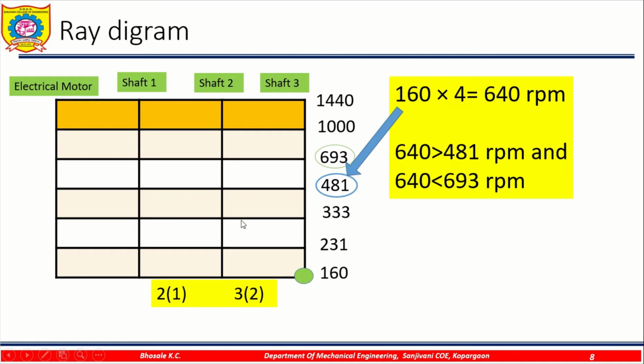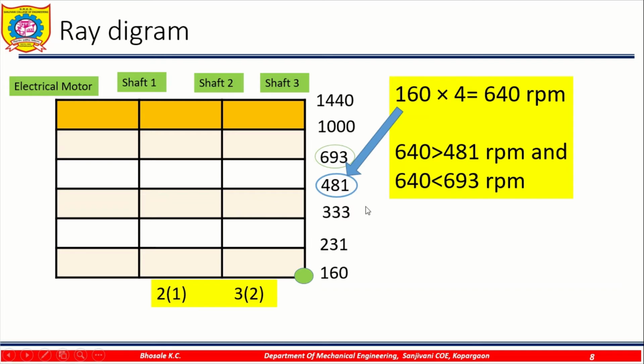Suppose that if we join this 160 point to the 693, then it violates the transmission decrement ratio restriction. So just take the minimum speed 160 and multiply with 4 because it is restricted to 1 by 4 times. We are going in the reverse way, so 160 into 4, that is 640 rpm. 640 is greater than 481, and 640 is also less than 693. So we'll find out which speed we have to select on shaft number 2.